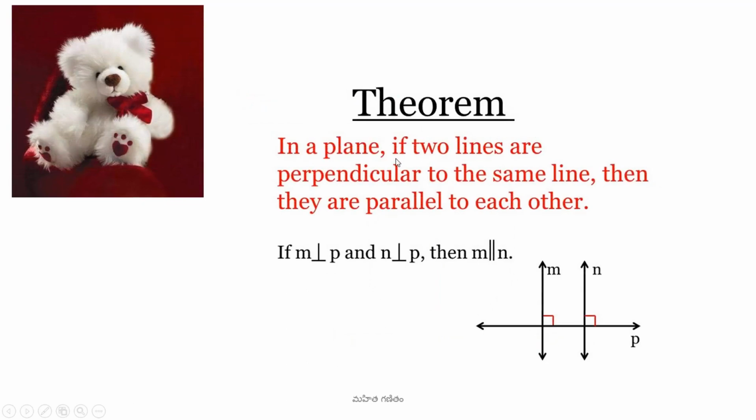In a plane, if two lines are perpendicular to the same line, then they are parallel to each other. If M is perpendicular to P and N is perpendicular to P, then M and N are parallel lines.